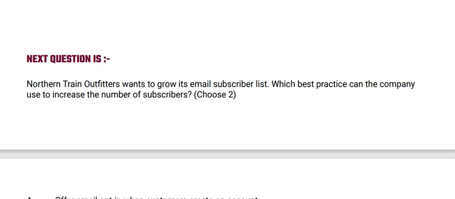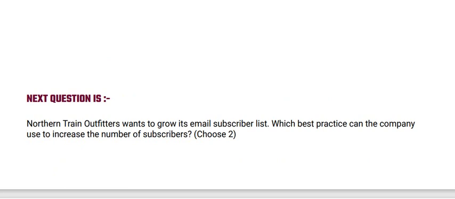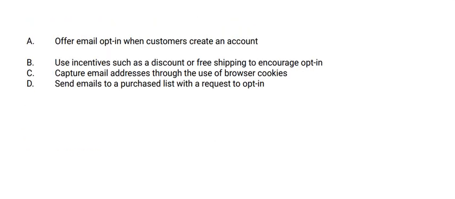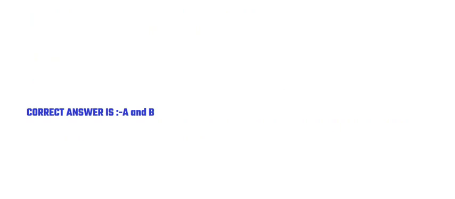Next question is, Northern Trail Outfitters wants to grow its email subscriber list. Which best practice can the company use to increase the number of subscribers? Choose two options, and the options are: option A, offer email opt-in when customers create an account. Option B, use incentives such as a discount or free shipping to encourage opt-in. Option C, capture email addresses through the use of browser cookies. And option D, send emails to a purchase list with a request to opt in. The correct option is option A and B.